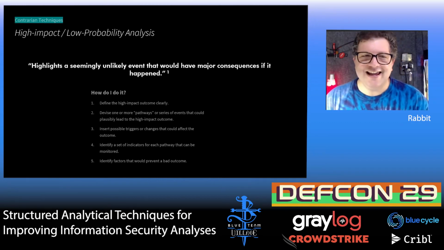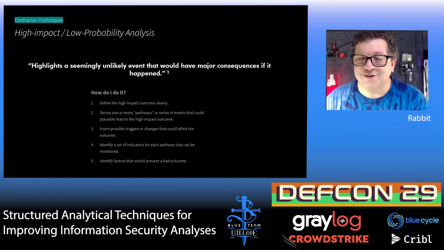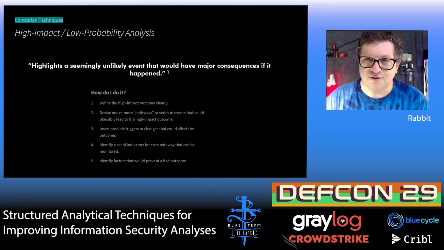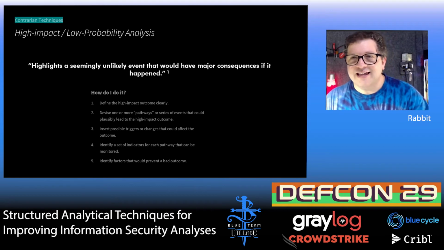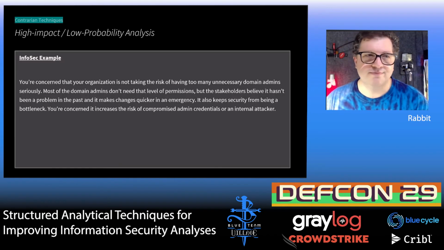Anyway, you identify a set of indicators for each pathway that can be monitored, and then you set about monitoring those things, so that assuming you can't do anything to fundamentally reduce or remove this risk, at least now you have a set of indicators so you can maybe get some advance warning of it coming and be able to take corrective actions.